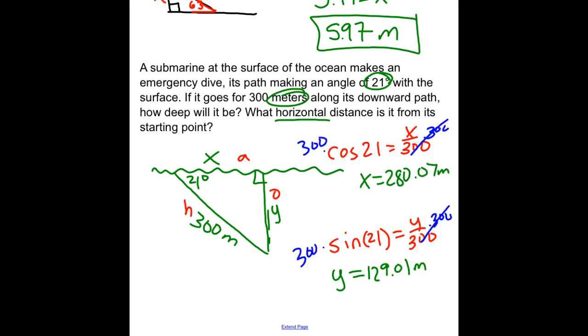If you check your solutions with mine, you can see I got x to be 280.07 meters and y to be 129.01 meters.